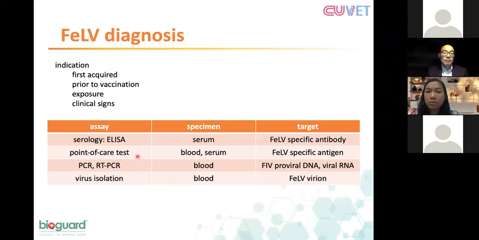But for molecular diagnosis methods such as PCR and RT-PCR, I would recommend you use an anticoagulated blood tube such as EDTA as the specimen of choice. And for viral isolation, I would recommend you use a heparinized blood tube, because heparin is less toxic to the cell culture system than EDTA. And the gold standard of Fblv diagnosis is, of course, virus isolation, the same as all virus diseases.